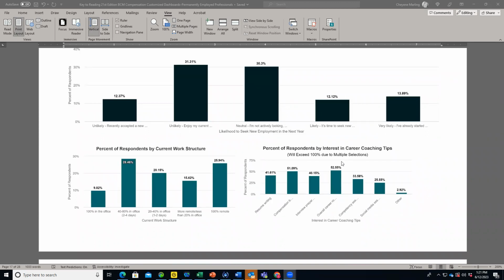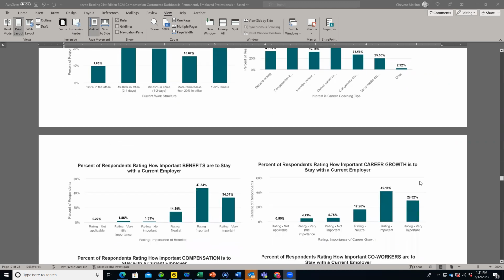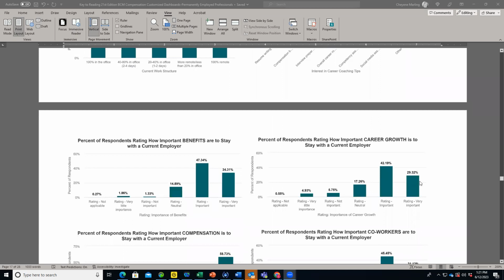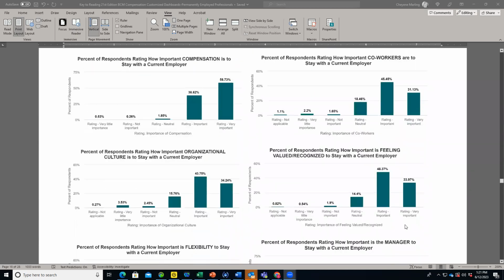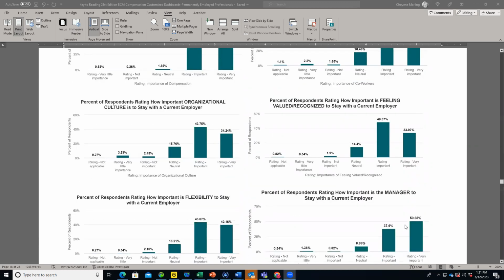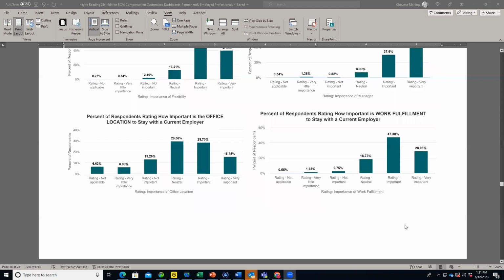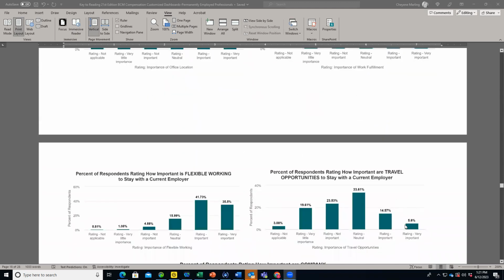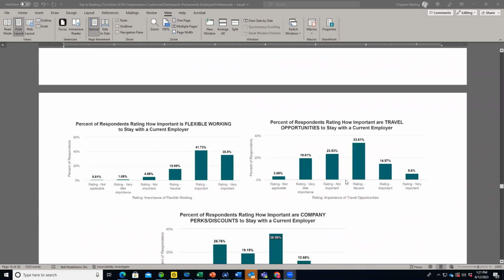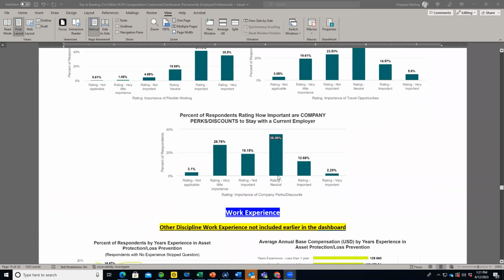What are people looking for as far as career coaching tips, from resume writing to social media assessments? Then what's really keeping people with their current employer? So everything from benefits, career growth, compensation, coworkers. You can see it's splitting off. So this is actually one question within the study, but because of the way the dashboard's formatted, it's taking that one question and separating into many data charts. Work fulfillment, office location, flexible working, travel opportunities, company perks, discounts.